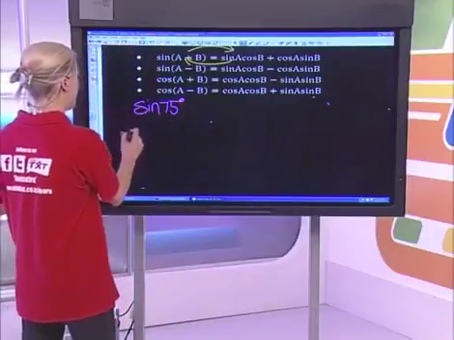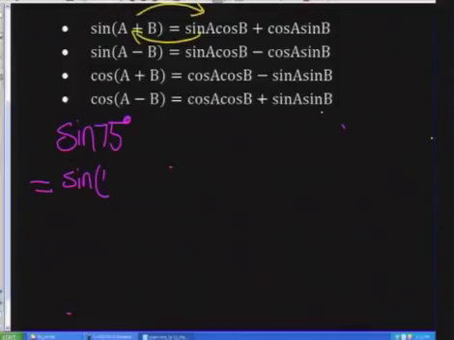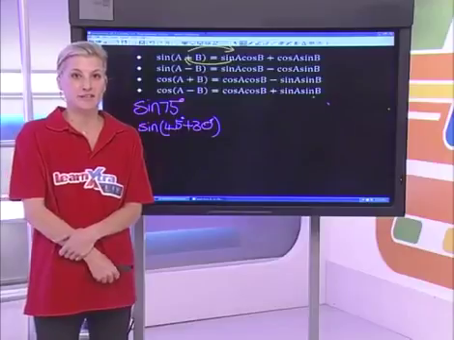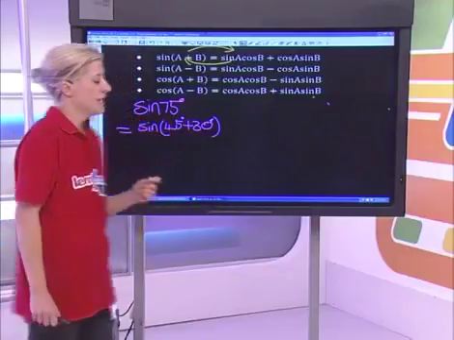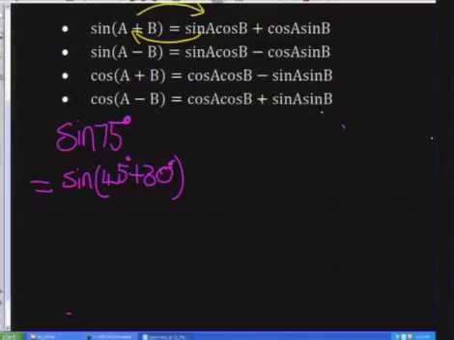I can now say, but hang on a second. Can't I write 75 as a sum of two special angles? And the answer is yes, I can, because 45 plus 30 gives me 75. And what I can now do is use my first rule, that's sine of a plus b, and I can expand these and then simplify them further.